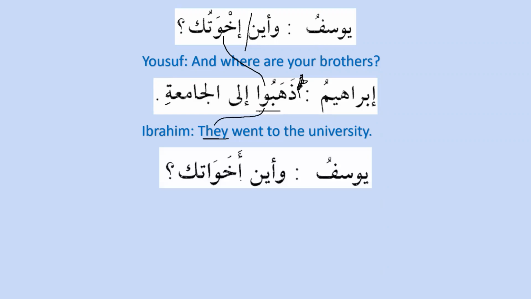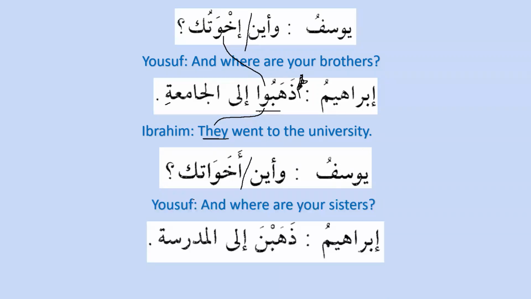Yusufu: wa aina akhawatuka, and where are your sisters? Now he is asking about the sisters, and Ibrahim says dhahabna ila al-madrasati, they went to the school. Now we can see over here that for masculine plural third person we will use dhahabu, and for feminine plural third person we will use dhahabna.